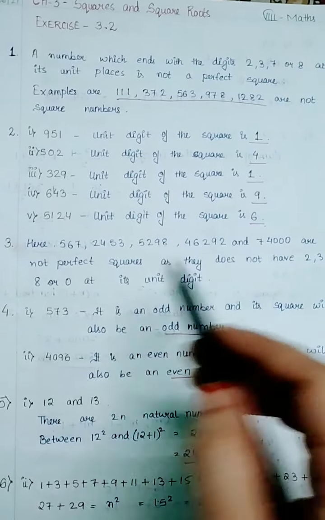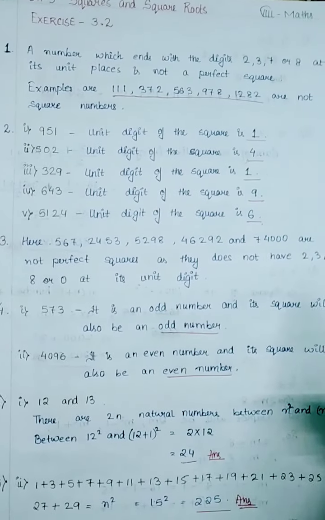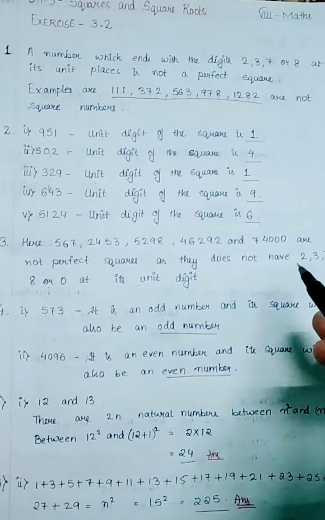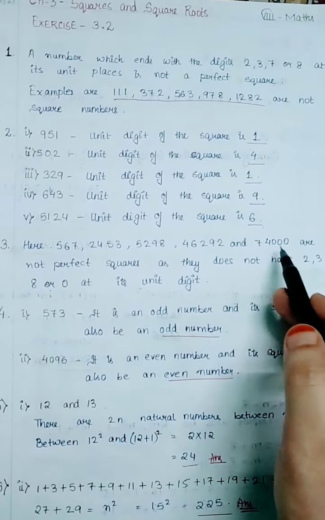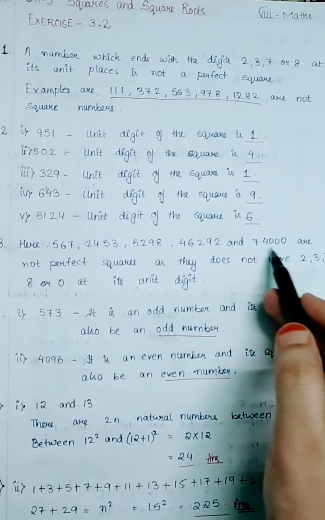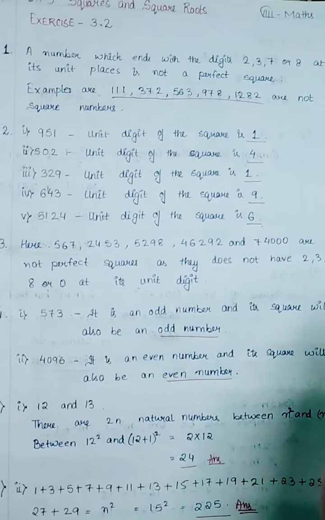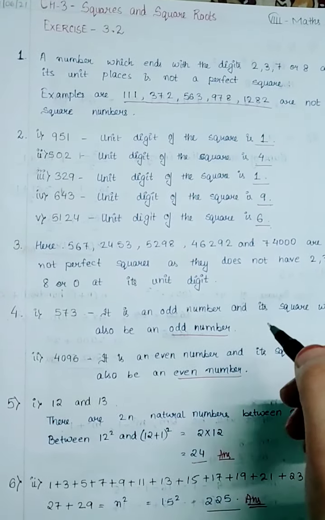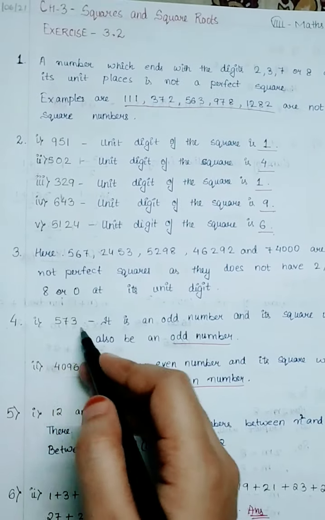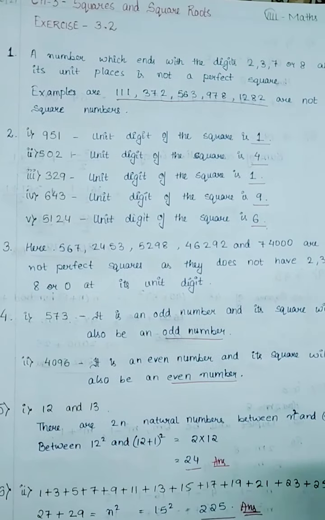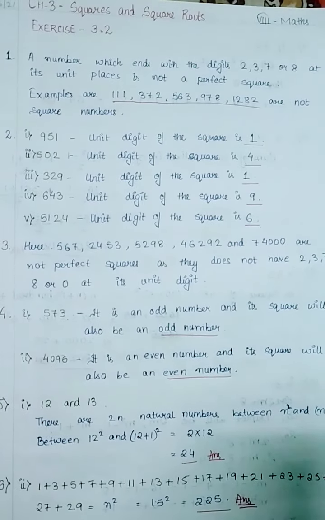Here you have to write why these numbers are not perfect squares. They are not perfect squares because they are ending with 2, 3, 7, 8 or an odd number of zeros. As you can see here, three zeros are there, so that's why it cannot be a perfect square. In question number 4, you have to say whether the unit digit will be an odd number or an even number.